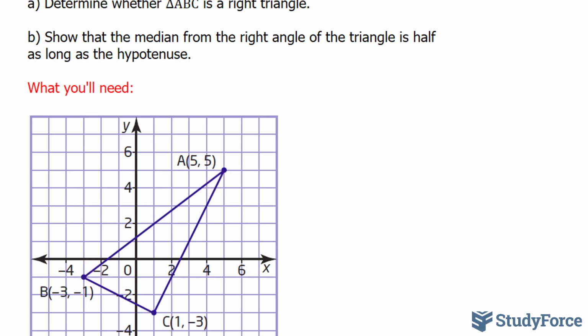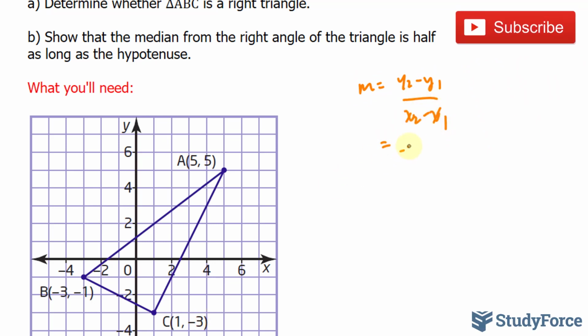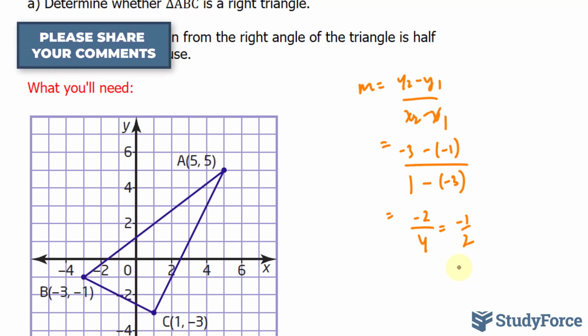So let's find out what the slope of BC is, and I'm expecting a slope that is negative because it is going downwards. The slope formula is y2 minus y1 over x2 minus x1. y2 is negative 3 minus negative 1, and x2 is 1 minus negative 3. Minus 3 plus 1, two negatives side by side is plus, is negative 2. 1 minus minus 3, or 1 plus 3 is 4. This gives us negative 1 over 2. That's the slope of BC.